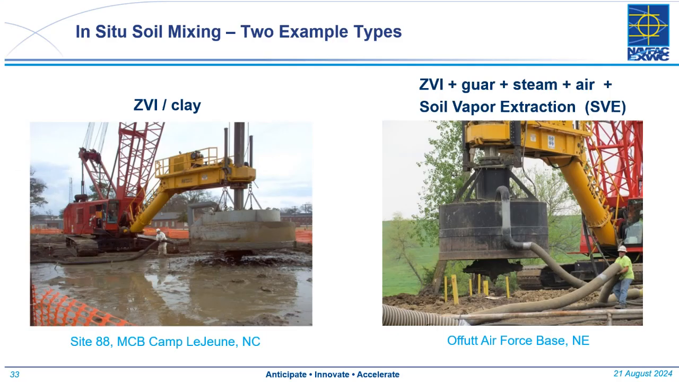So when we talk about in situ mixing, there are at least 2 different types of in situ soil mixing. On the left, we see a picture from Site 88, Marine Corps Base Camp Lejeune, North Carolina. That picture is almost 20 years old, I believe. At that site, it was a zero valent iron clay remedy. They got very good treatment results, by the way, but it is a messy type of in situ soil mixing. It's a messy technology. You can see that straight away.